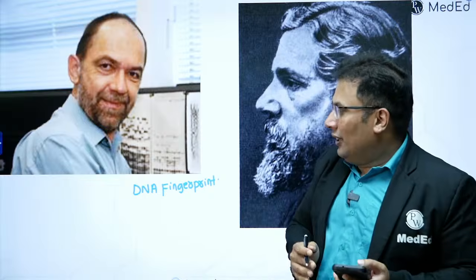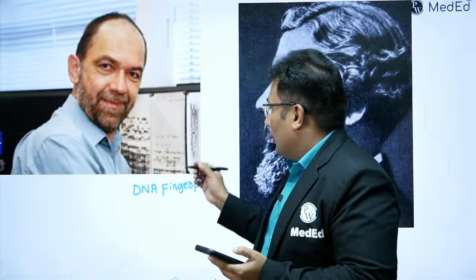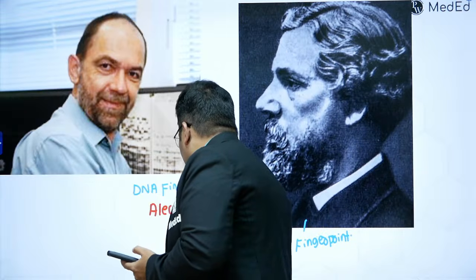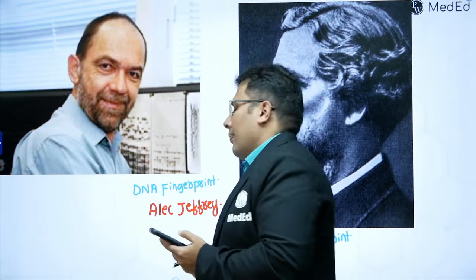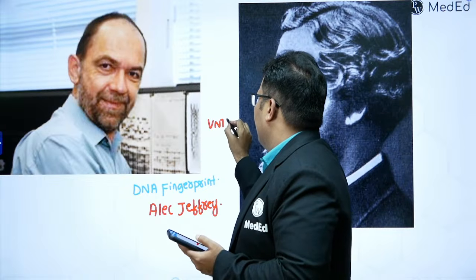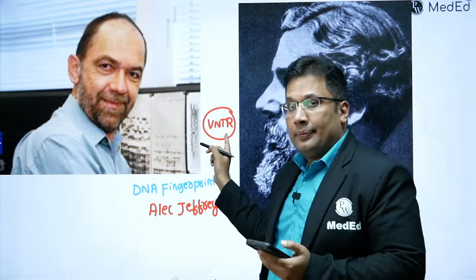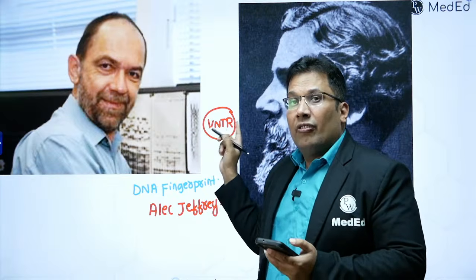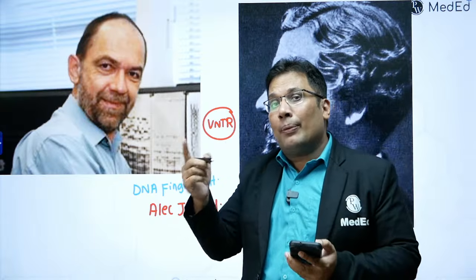आपको चिंता मत लेना, चिंता नहीं करना. ठीक है? DNA fingerprint. So, this is first explained by Alec Jeffrey. As you know, DNA fingerprint principle is VNTR. Variable number tandem repeats. MCQ. What is the principle of DNA fingerprint? VNTR. Variable number tandem repeat. It is not constant number of tandem repeats. Variable number of tandem repeats.